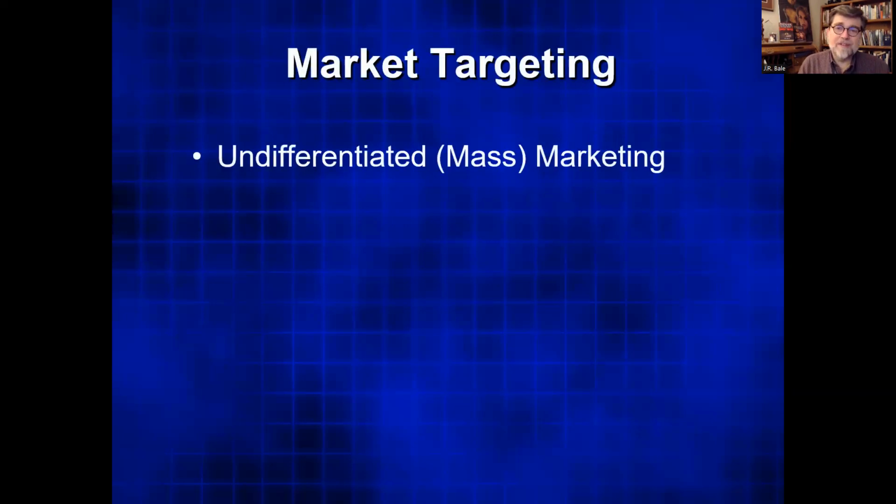The first is sort of not targeting, or I shouldn't say not targeting, but not differentiating. It's called undifferentiated marketing or mass marketing. Mass marketing really got a boost in the 1950s and 60s with the invention of a new communication tool called television. For the very first time, a single ad could reach millions of people. The trouble is that everyone would see the same ad.